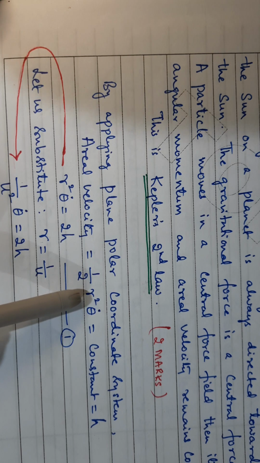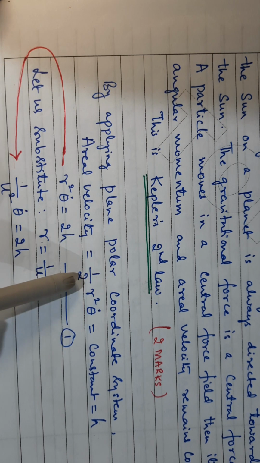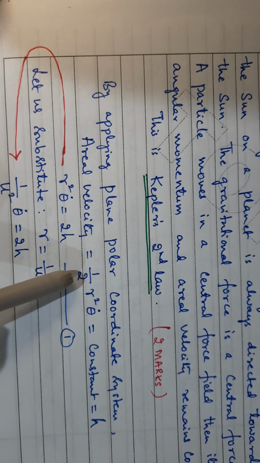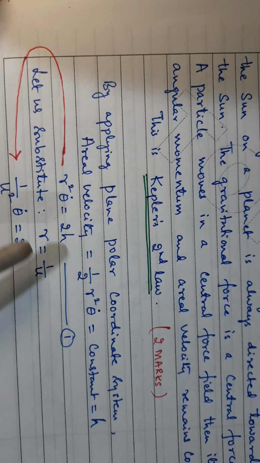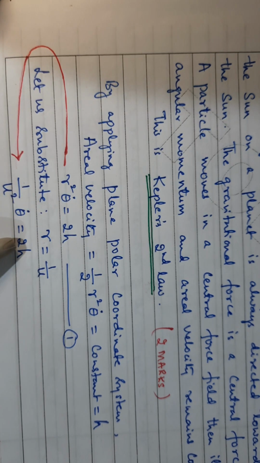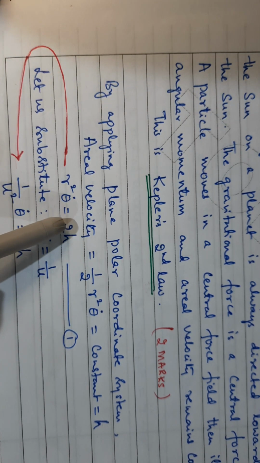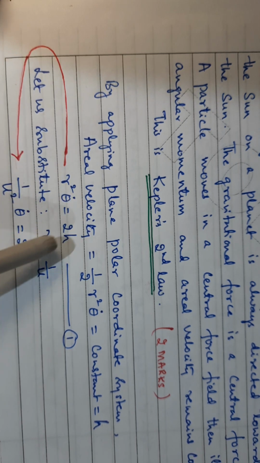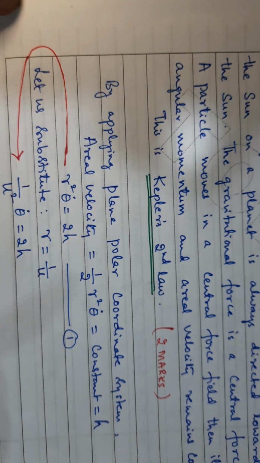Wherever r is there, I substitute 1 divided by u. Therefore 1 by 2, r square is 1 by u square, into theta dot is equal to h. This 2 goes here. You are going to get 1 divided by u square theta dot is equal to 2h. Otherwise, you can substitute here only, no problem: 1 divided by u, r square 1 divided by u square, theta dot, this 2h as it is.